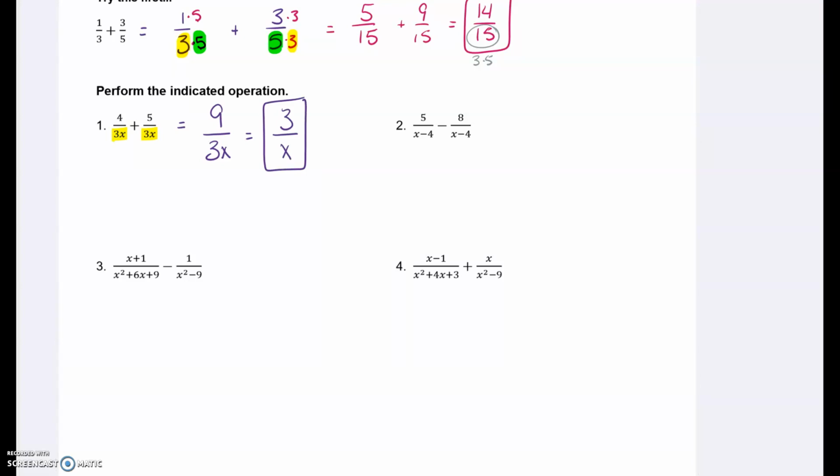Number 2, the bottoms are the same. Both of them are x minus 4. So we do 5 minus 8, which is negative 3, over x minus 4.